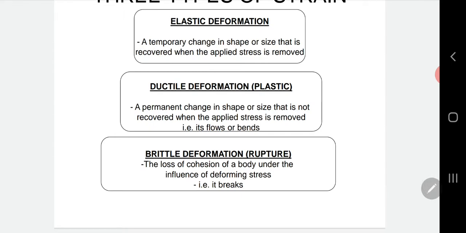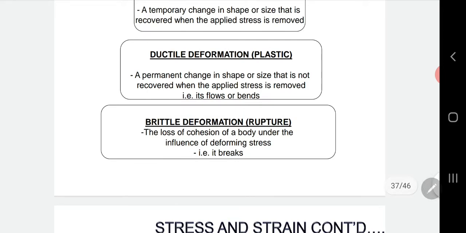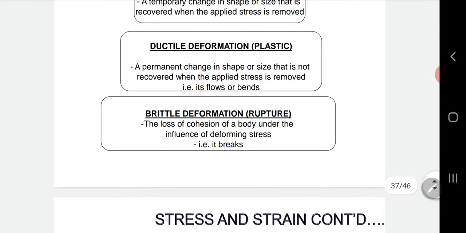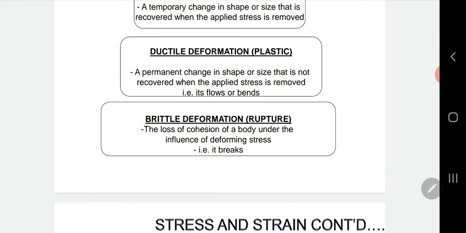For ductile deformation, a permanent change in shape or size that is not recovered when the applied stress is removed. For example, it flows or bends. In terms of brittle deformation or rupture, it is the loss of cohesion of a body under the influence of deforming stress. For example, it breaks.